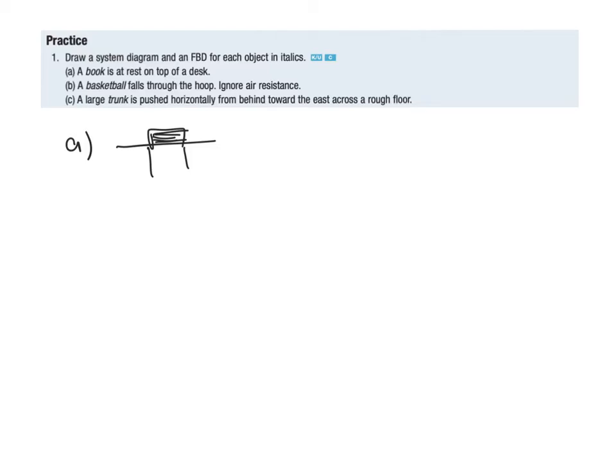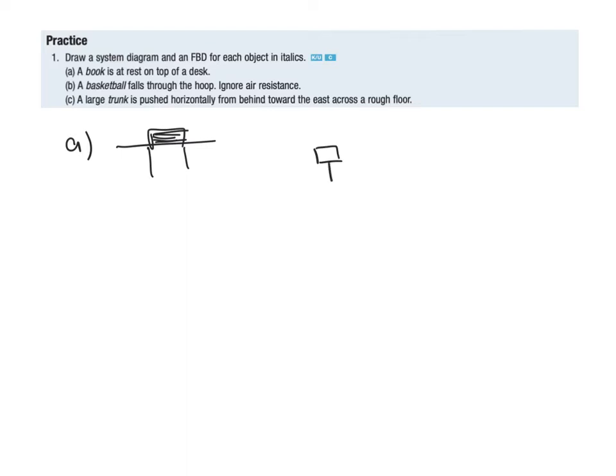And this is how you do it. You first start by drawing the object, and I always want you to use either a box, a circle, or a dot to draw the object. So for a book, I'll use a box. And then you draw an arrow for each force acting on the object. The arrow should point in the direction of the force, and the relative sizes of the arrows should be kind of accurate. So for this book, there's two forces acting on this book.